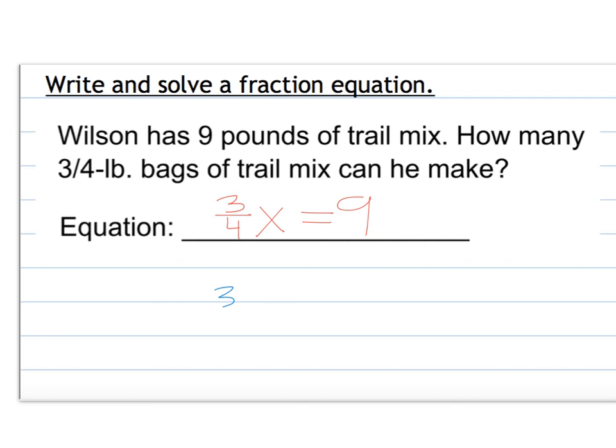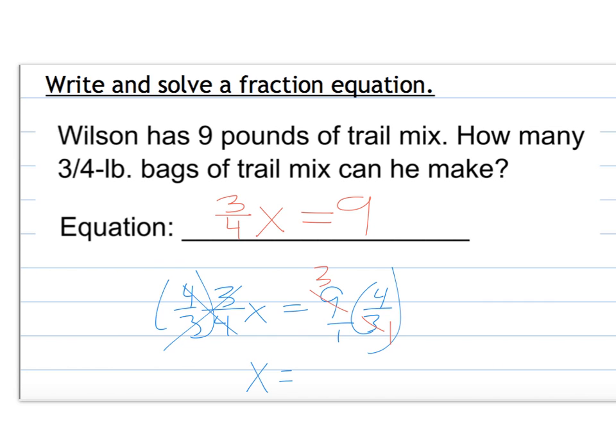So you say 3/4 of what number is 9, so we multiply by 4/3. And we get 3 goes in 3 once, 3 goes in 9 3 times, 12. So we find out that there are 12 bags, which makes sense because we're filling the bags with less than a pound. If we have 9 total pounds and we're filling each bag with less than a pound, we're going to need more bags than we have pounds.